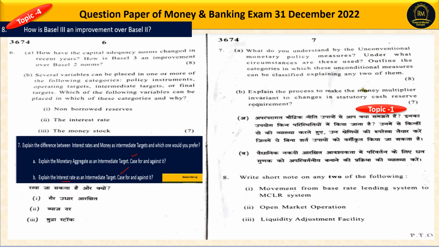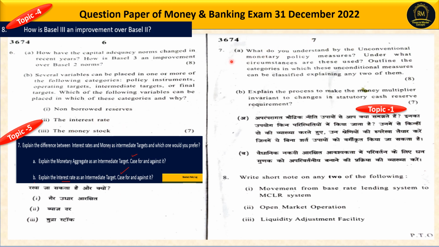So for this question, I gave you question number 7 of topic 5, where I asked you to prepare and explain the difference between interest rate and money as an intermediate target, and which one you would prefer. So this is the interest rate and money stock as an intermediate target.